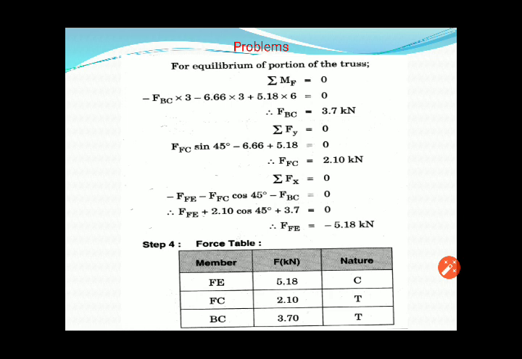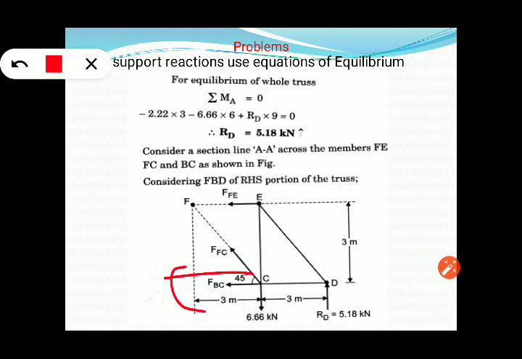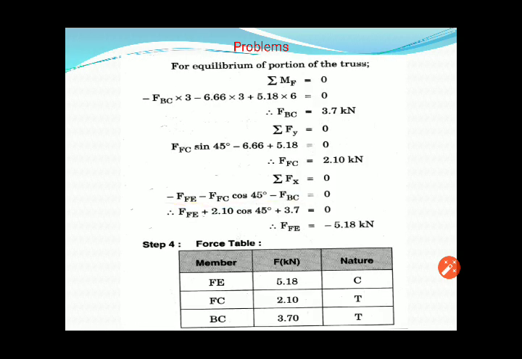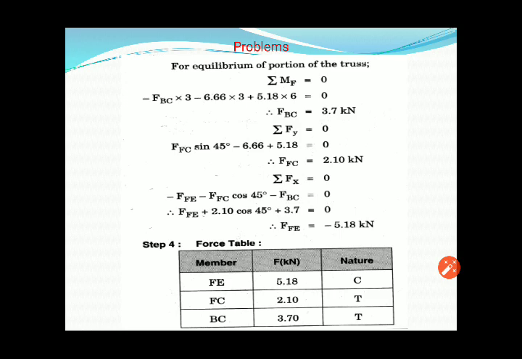Similarly, go for summation Fx for the right hand portion of the section line. Same thing, you have to take summation of the horizontal forces. So horizontal is FBC, the horizontal component of this force, and the horizontal force FFE. That's it, only these three are there. Here we know the values of FFC and FBC, replace them over there, and we'll get the value of FFE. So like this we got forces in all the members, which are shown in the table.